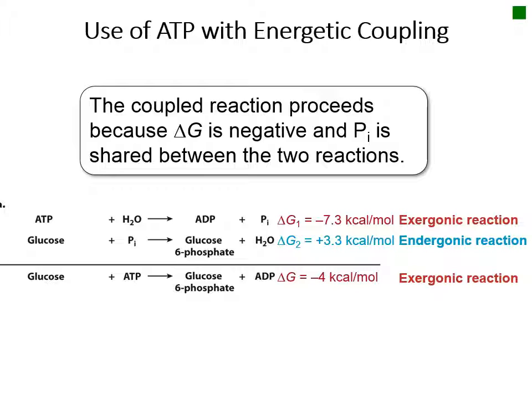Remember, for coupling to be successful, the overall delta G for the combined reactions must be exergonic, and a product from reaction 1 must be a reactant of reaction 2. In this case, the shared molecule is the inorganic phosphate, and the overall delta G is a release of 4 kcal per mole of energy.